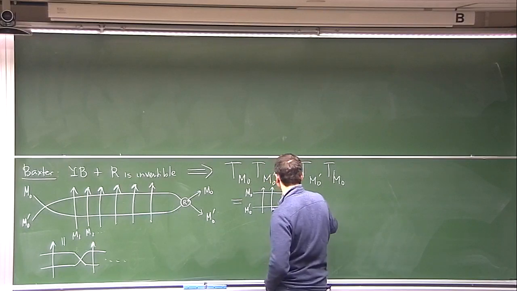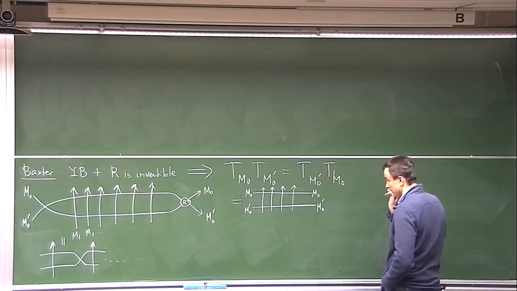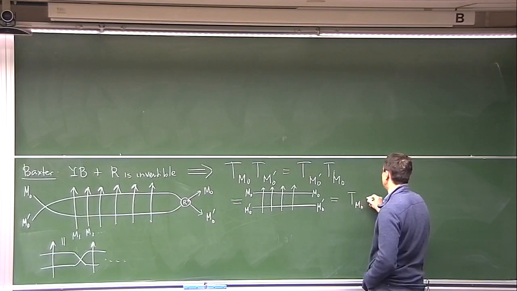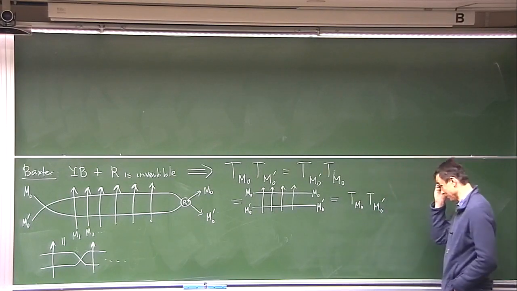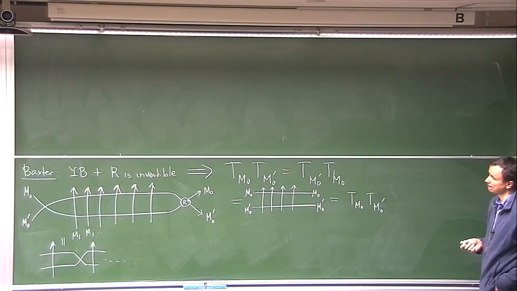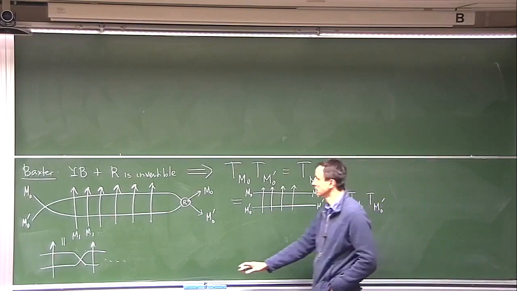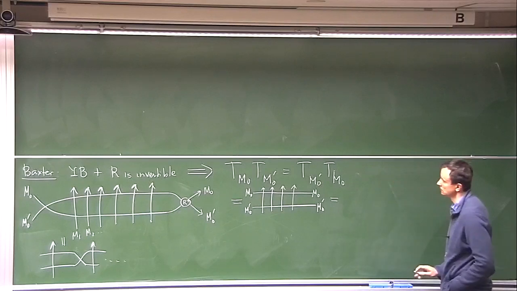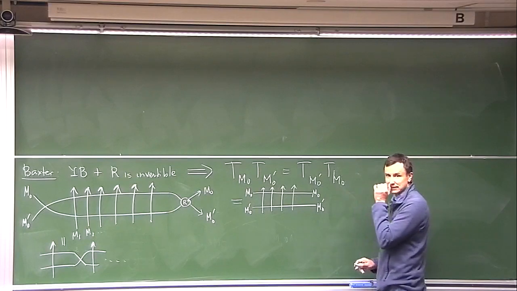M0 1. I should have put it in the... So this is just a product. This is T M0, T M0 prime. This is on the one hand. On the other hand, so not the product, this is just before I take the trace. This is a product of things of which I will take the trace.